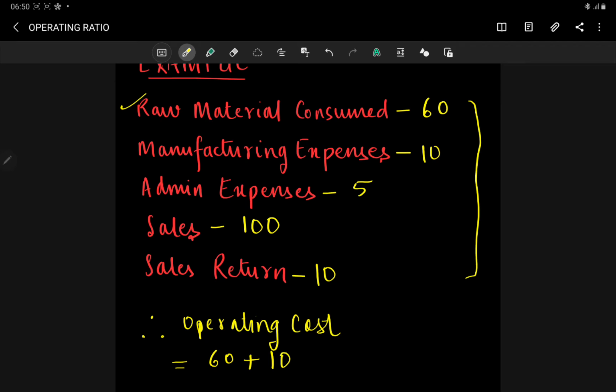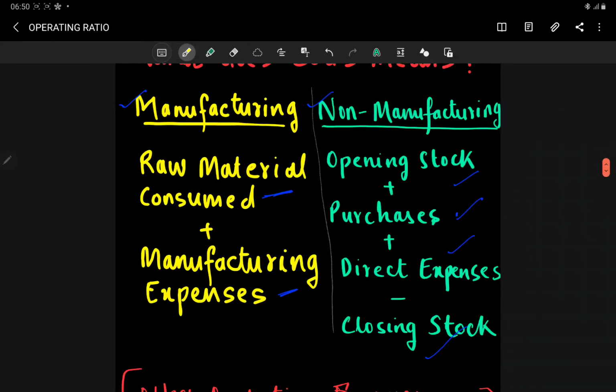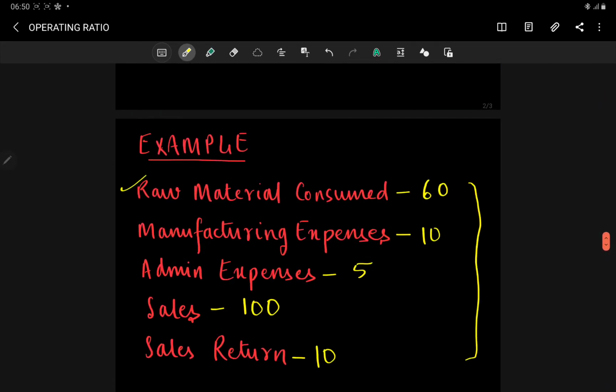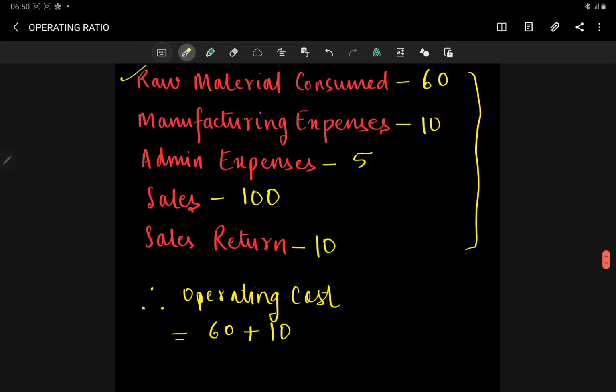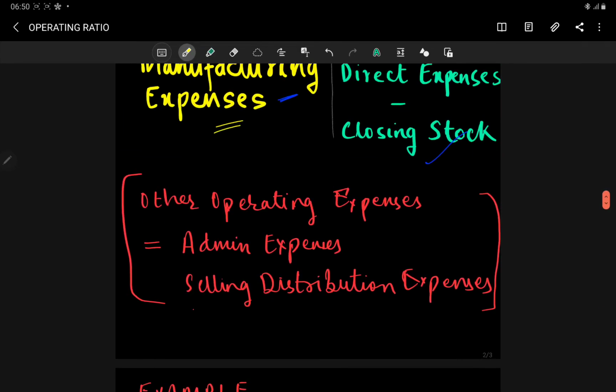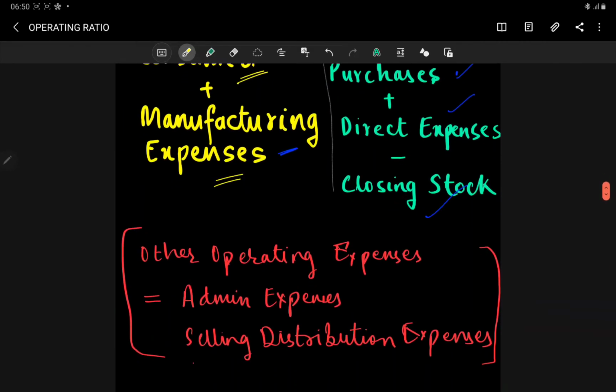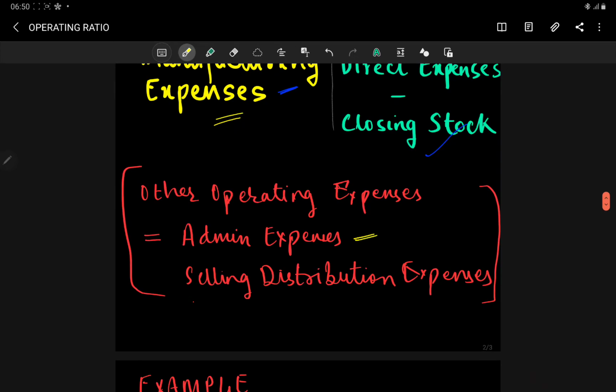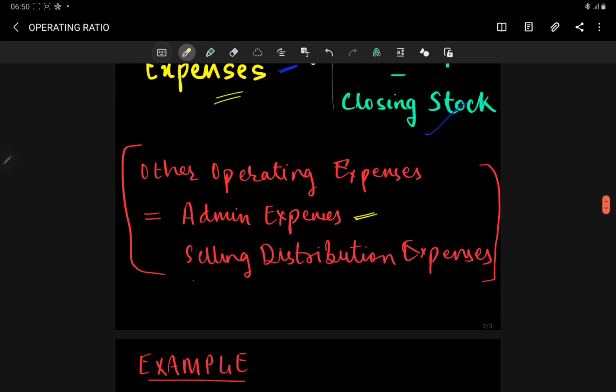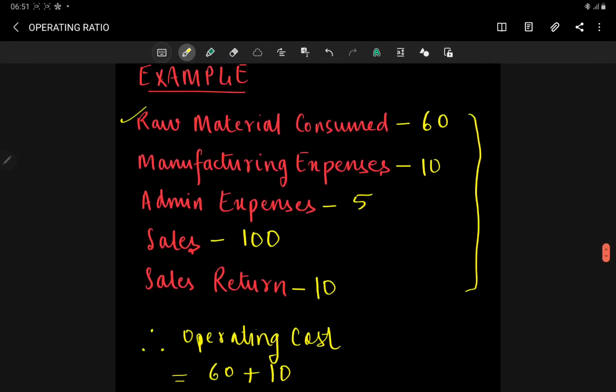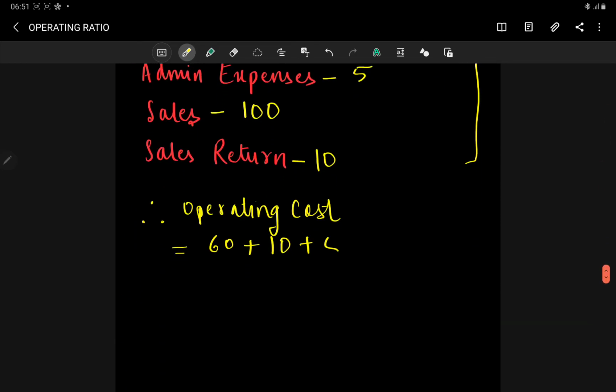We have appreciated before that for a manufacturing firm, we need to calculate two things: raw material consumed and manufacturing expenses. So here raw material consumed is 60, manufacturing expenses is 10, and the last point would be admin expenses. Admin expenses come under operating expenses, and here admin expenses is 5, so it comes down to 75. Up till now it is clear.